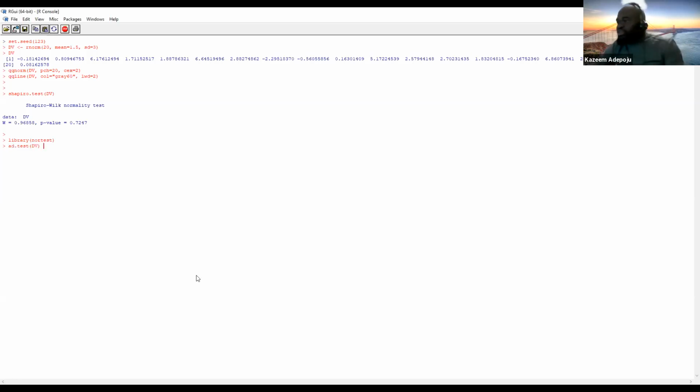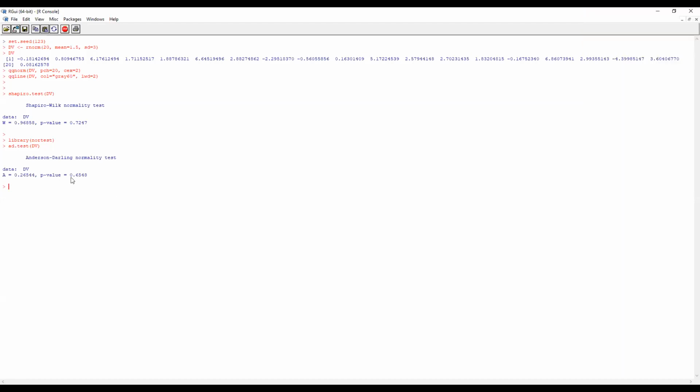And let me tell you something. For the Shapiro-Wilk test, you don't need to load any package in R; that is automatically available. But for the Anderson-Darling test, you need to load the package library nortest. So if I run that one now, can you see the result of Anderson-Darling?